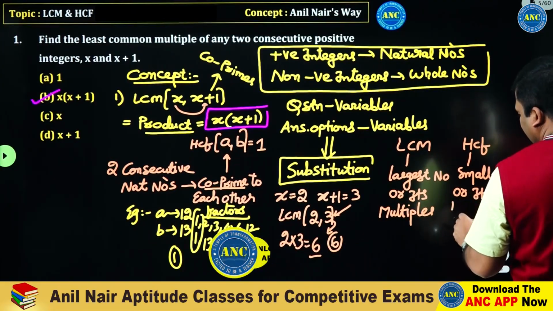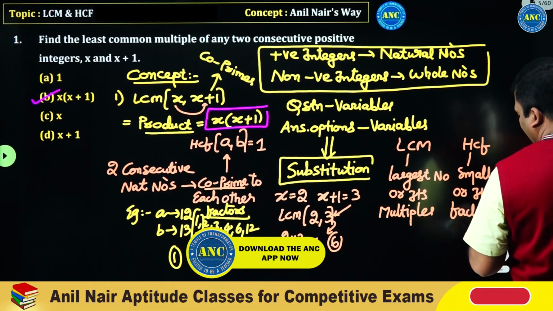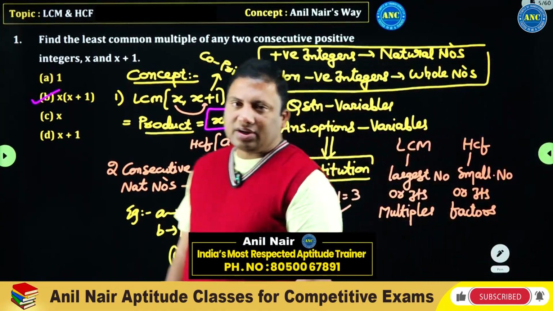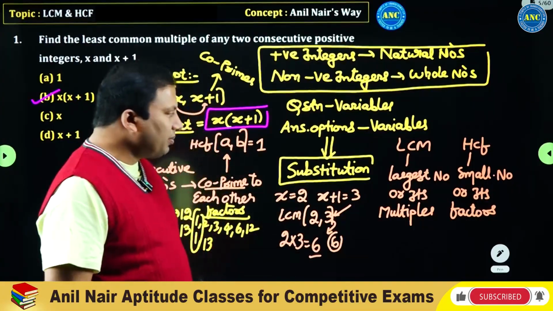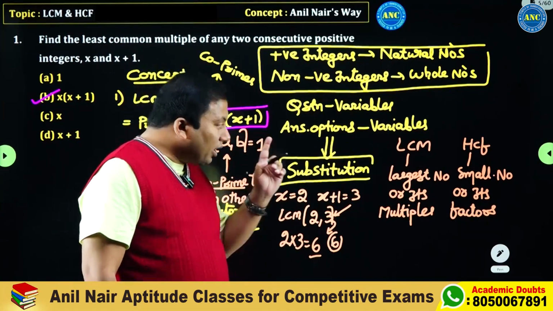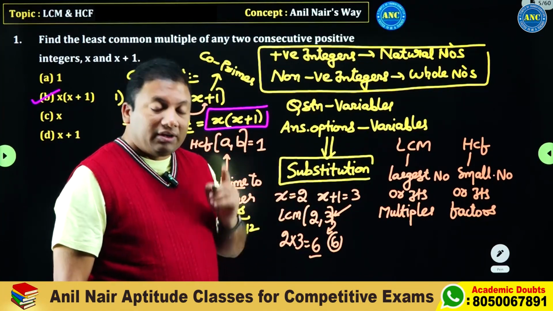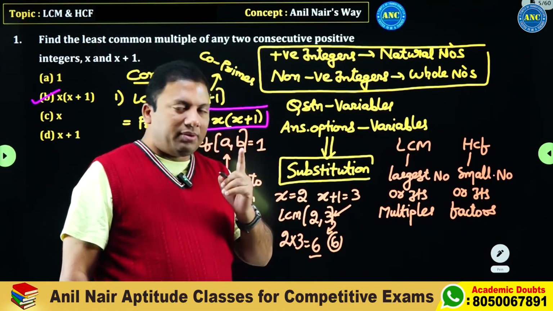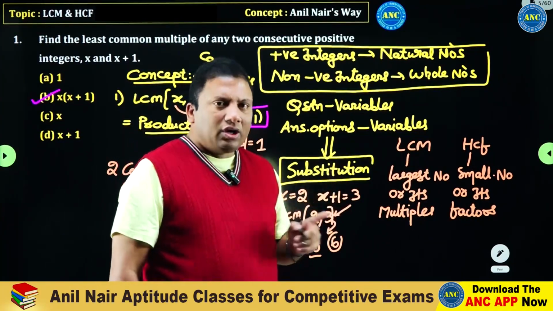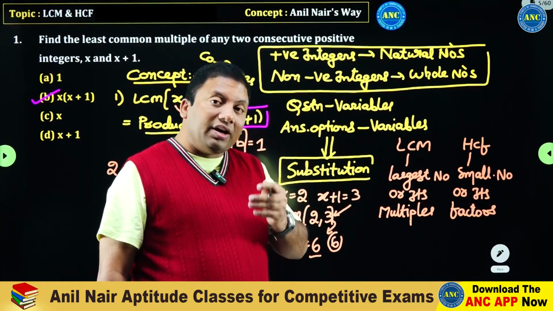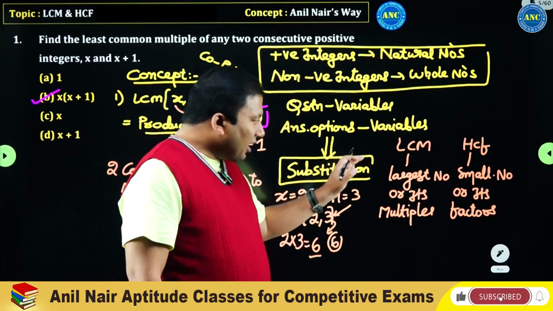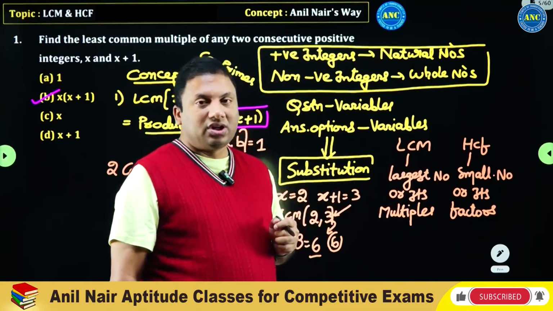HCF always focuses on the smallest number or its factors. Is this concept very much clear to you? For LCM, whenever you are determining it, look at the largest number in the input. If the largest number is not divisible by the other numbers, take its multiple. Whenever you are doing HCF, look at the smallest number, or if it is not dividing the other numbers, take its factors. I will come back and do a lot of problems based on this concept.